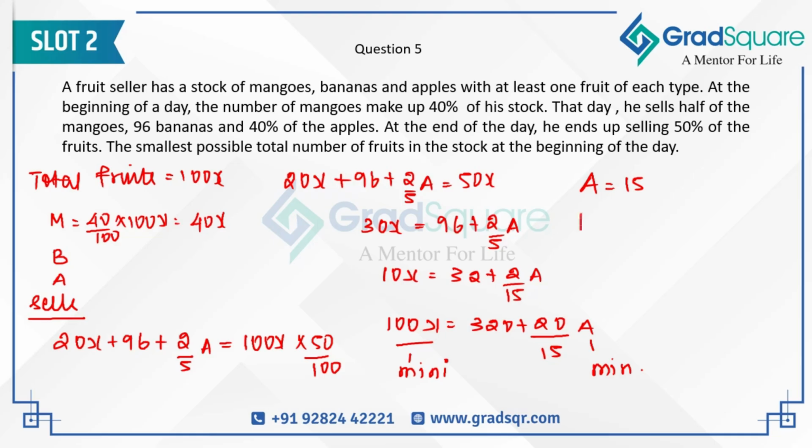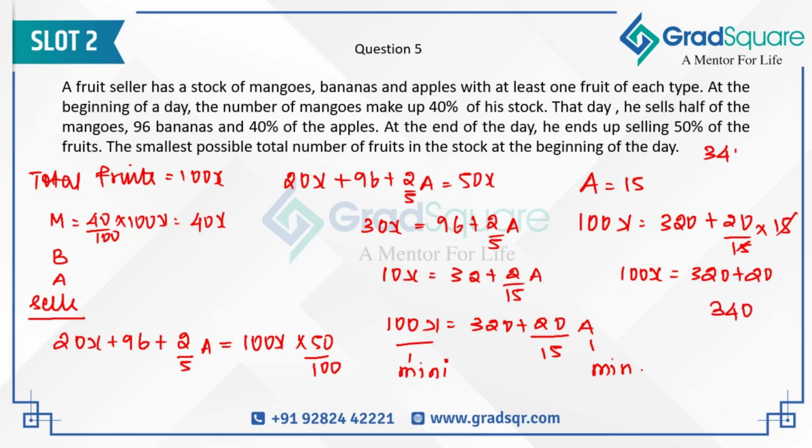So if A is 15, 100x will become what? 320 plus 20 by 15 into 15. So 15 gets cancelled. So the minimum value of total number of fruits will be what? 320 plus 20, which is going to be 340. So that will be the answer for this question, 340.